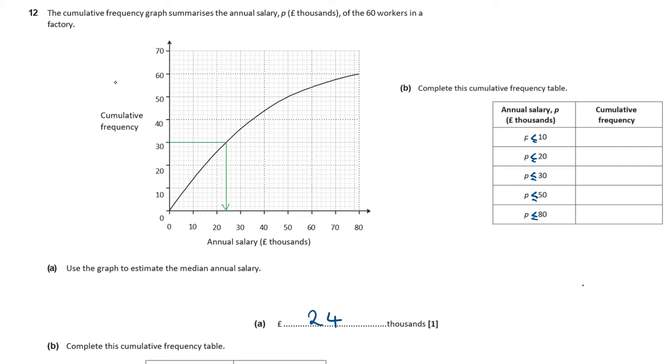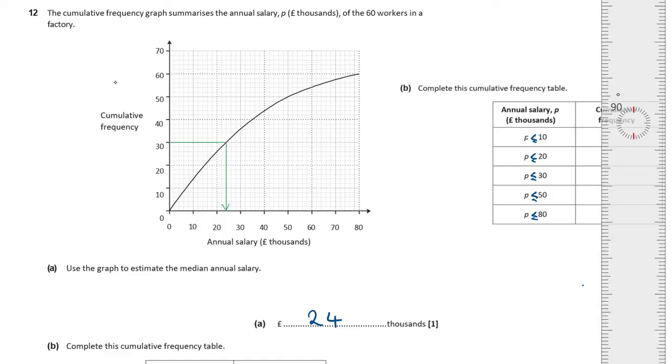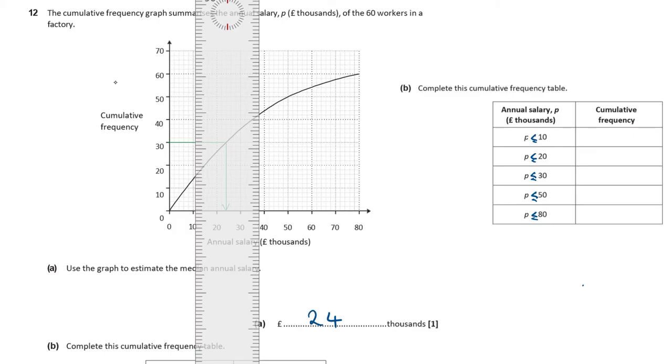Okay, part B says complete this cumulative frequency table, so we need to work out how many are less than each of these values. So we just need to repeatedly read across from the graph then and fill this in. So less than 10, we need to read up from the graph and across. So up from 10 until you hit the curve and then across. I'll just show you the first one, what I'm doing.